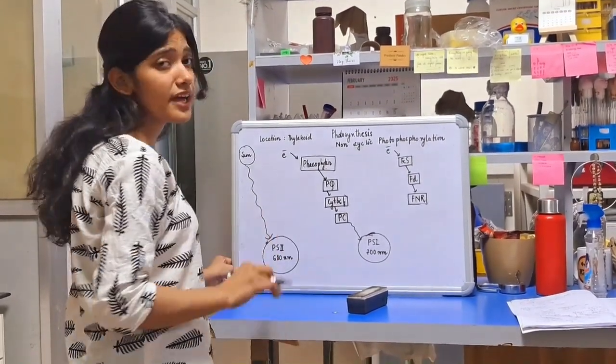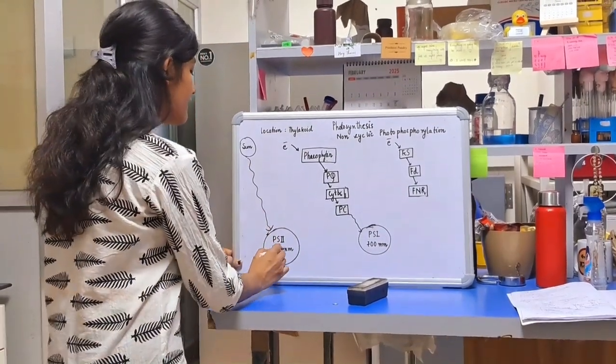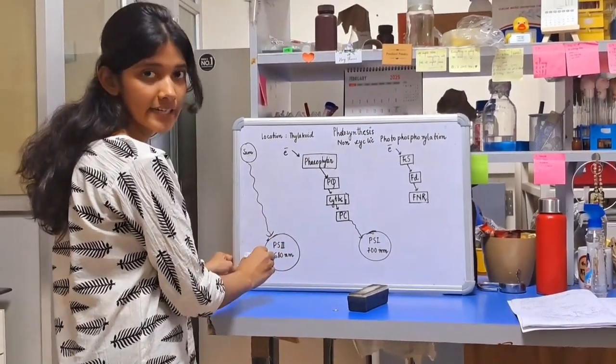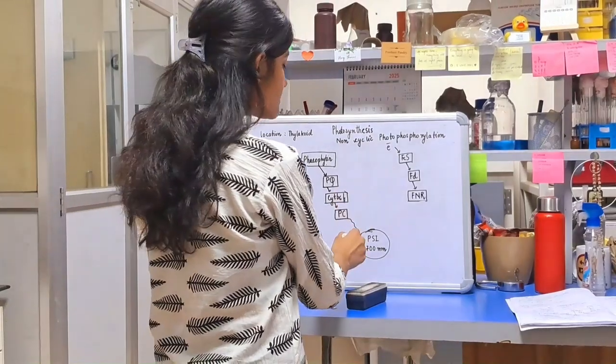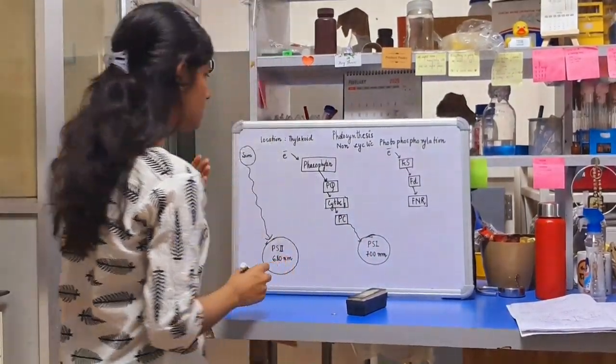These two have the same reaction center and light harvesting complexes. The only difference is that it absorbs the wavelength of 680 nanometer and it has an absorption maxima of 700 nanometer. So now we will start.